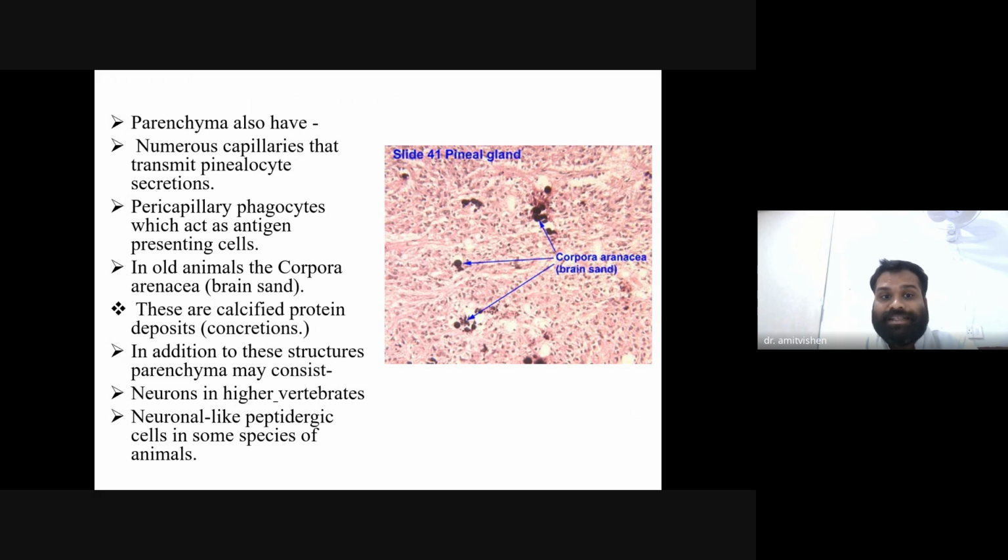Now the question will be asked: what are the corpora arenacea, and what are they made up of? They are made up of calcified protein deposits. In addition to these structures, the parenchyma also has neurons in higher vertebrates and neuronal-like peptidergic cells.